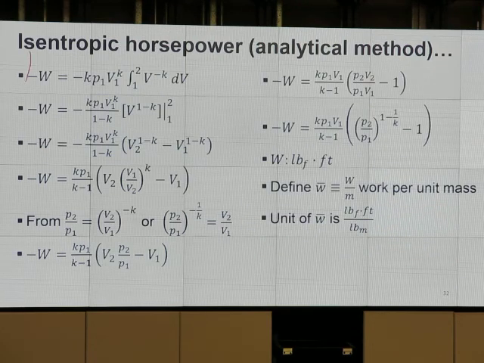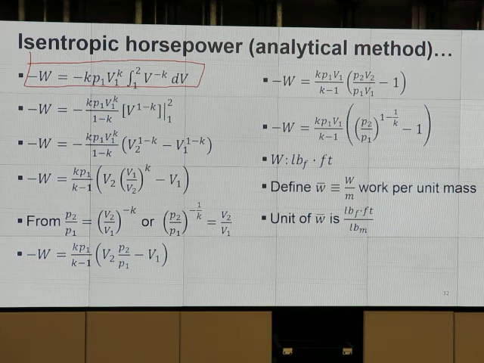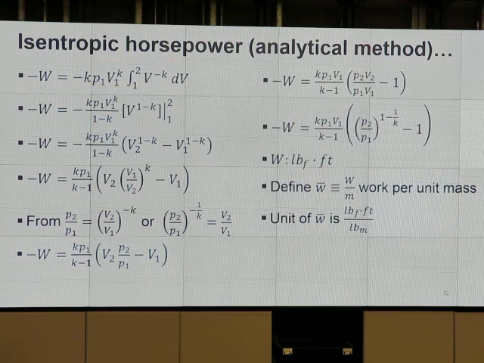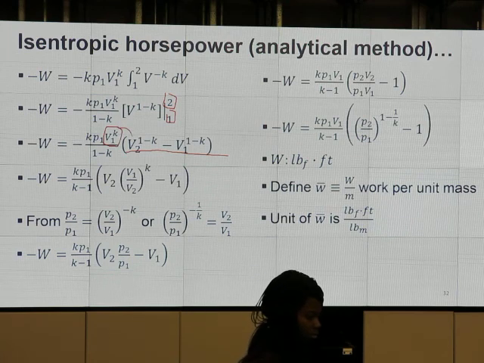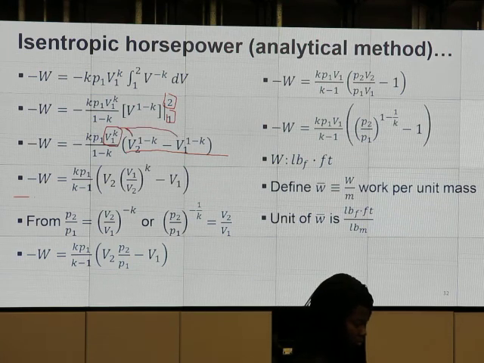I copy to the next page, which is this one. Integration of V to the power minus K is V to the power of 1 minus K divided by 1 minus K. Just calculus 1 integration, right? If it appears in the test, I don't give you the formula because I think it's too easy for a senior student. Okay, you can do it. Substitute the value for condition 2 and condition 1, I get that minus sign. Alright? And I multiply V1 to the power of K on both terms. Then I get this equation.